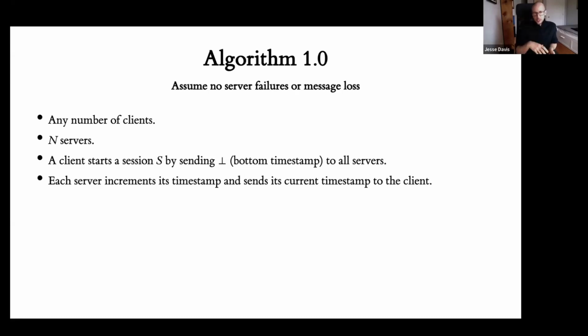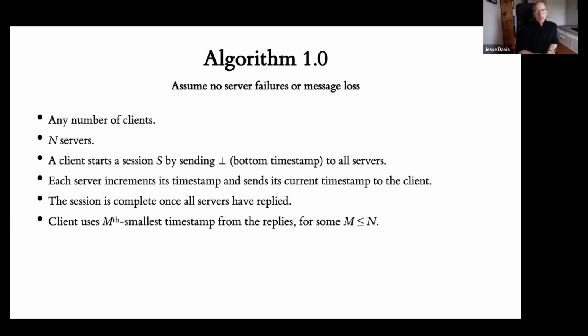Whenever a server receives a request from a client, it increments its own timestamp. So the servers do have state. They remember the last timestamp they handed out. So the server increments its timestamp and sends its new current timestamp to the client. And the session is complete once all servers have replied. And then this is the interesting thing. The client uses the mth smallest timestamp from the replies, and it can be any m, 1 through n.